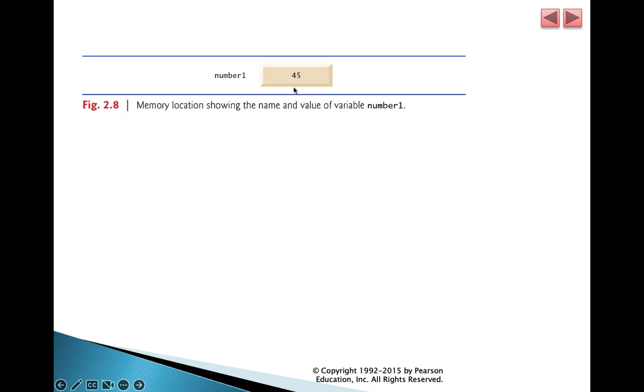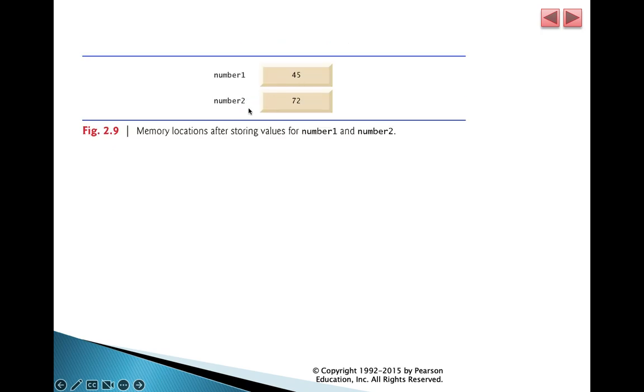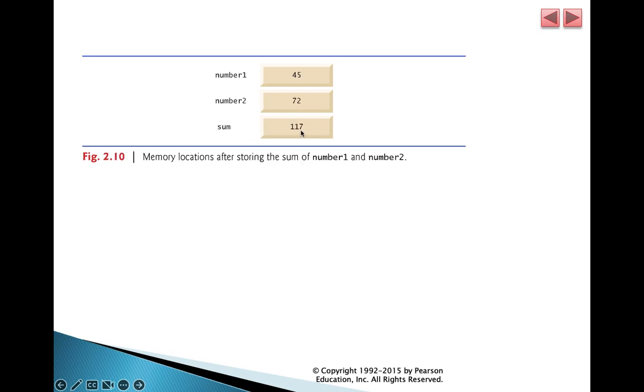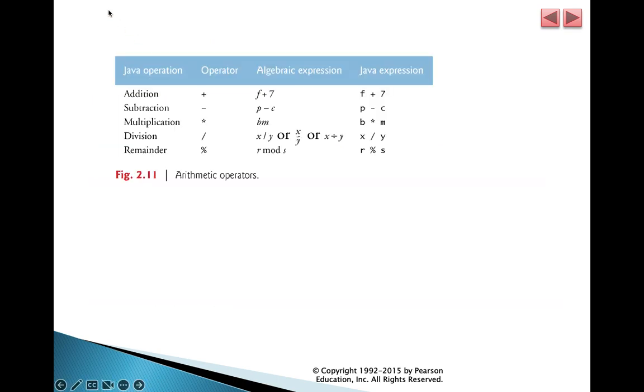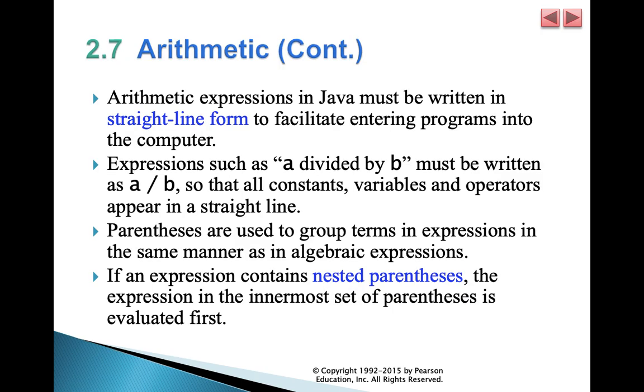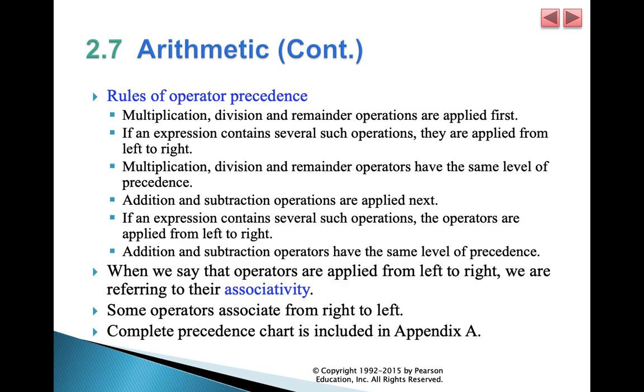So number1 has this value, and then number2, when you read from the user, has this value, and then sum has this value. So these are in the memory. We can have multiplication, remainder. So these are the operators that we have in C++. I think it's similar in Java. We can have parentheses also.